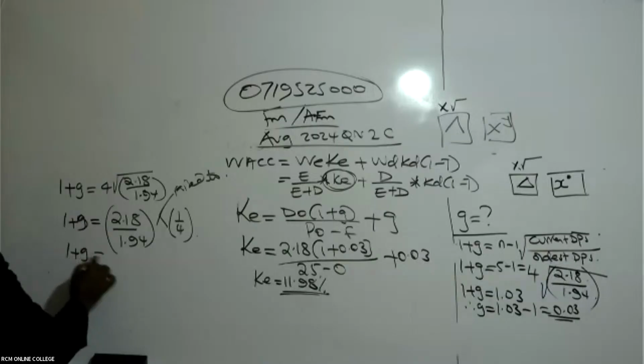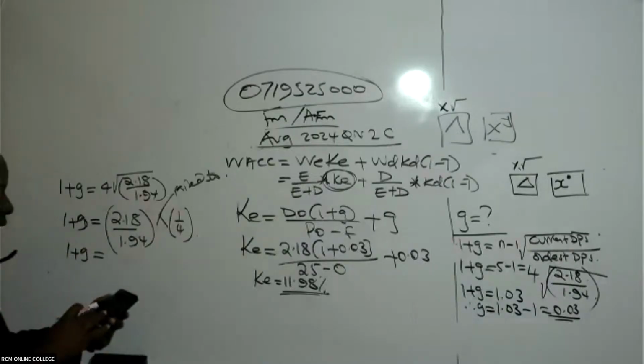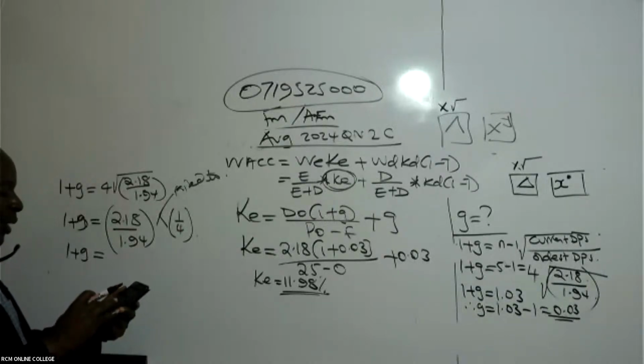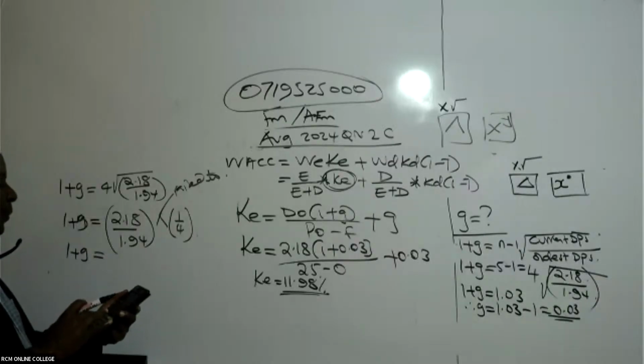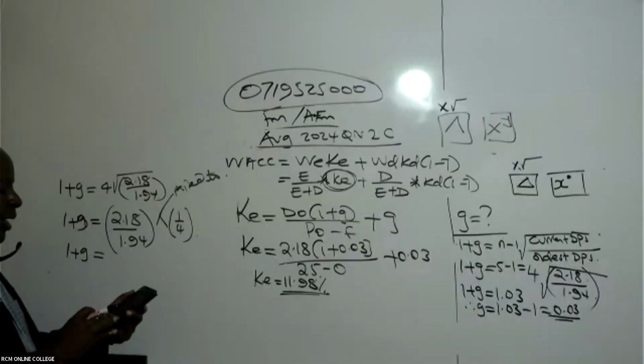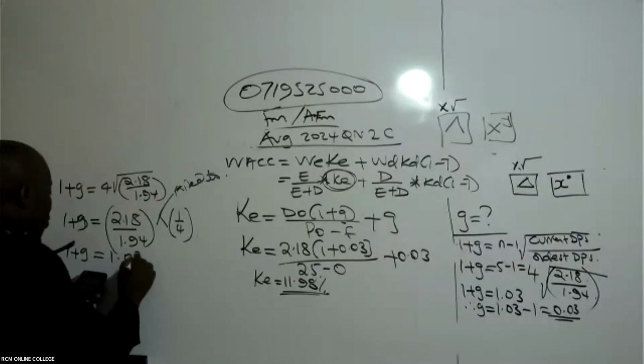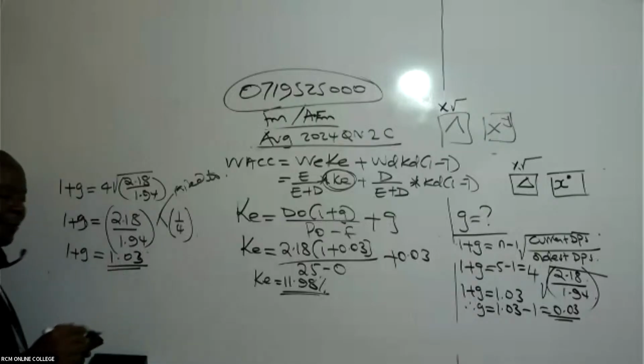So my 1 plus g will be equal to, I have to put this in brackets, brackets 2.18 divided by 1.94, I close. Then I say raised to, I open brackets there, 1 divided by 4, I close brackets like that. And then I say equals. All right, and I'm getting 1.029, which is the same as 1.03.